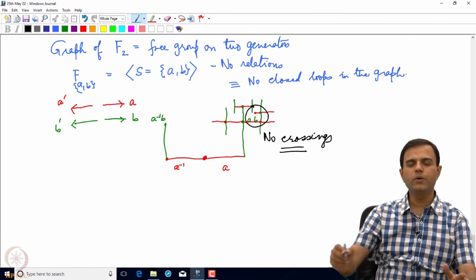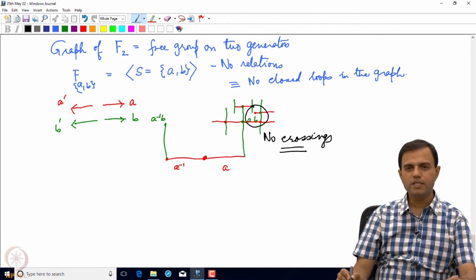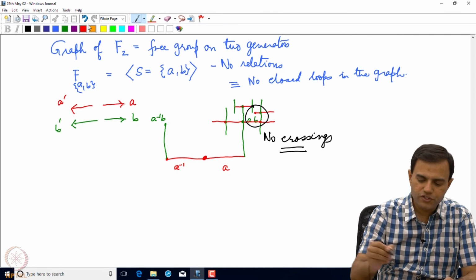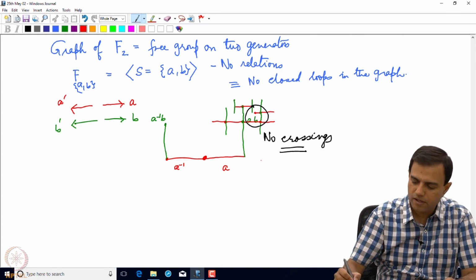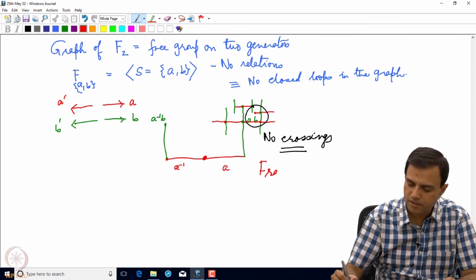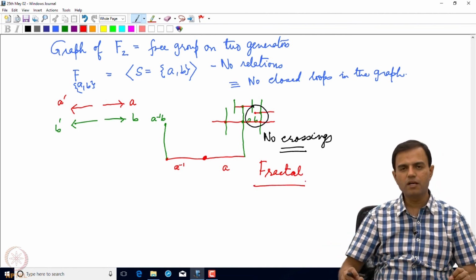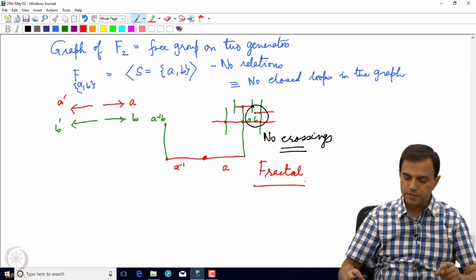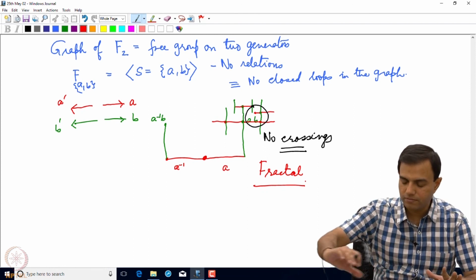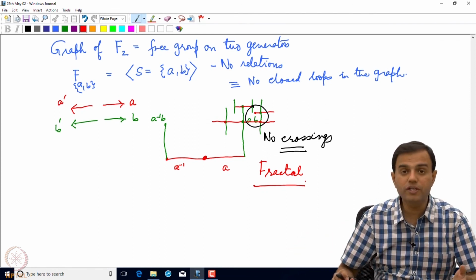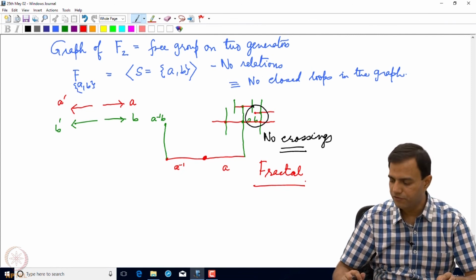So eventually what do you get? It's an image which you may like to call, if you have heard of this word, a fractal. It's a huge graph. It's a graph with infinitely many vertices, so many vertices. That's quite big, and you cannot see relations in this because there are no closed loops. The group is a free group.